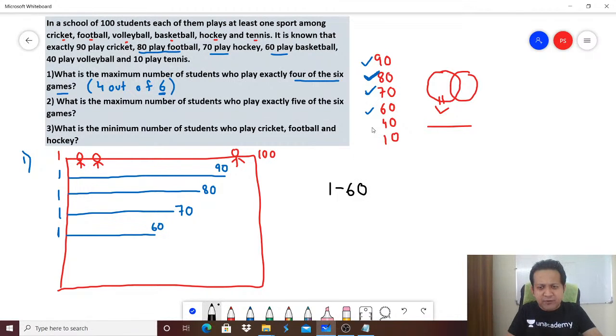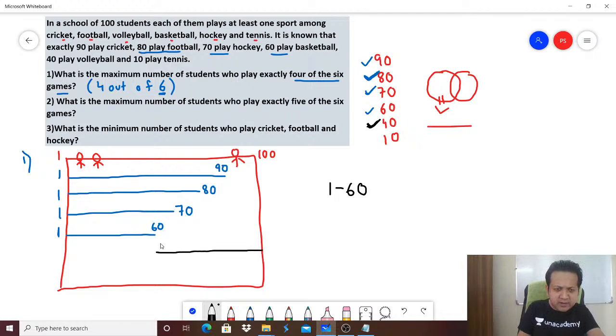Next, what is the fifth game all about? How many students do I need? I need 40 students. Now you know what? Roll number 1 to 60, do not touch, because if you touch them, they will be playing 5 games. Now I need to draw a line of 40 units, but not from 1 to 60. Why? 1 to 60 are already playing 4 games. So where can you start from? You can start from 61 to 100. Right?